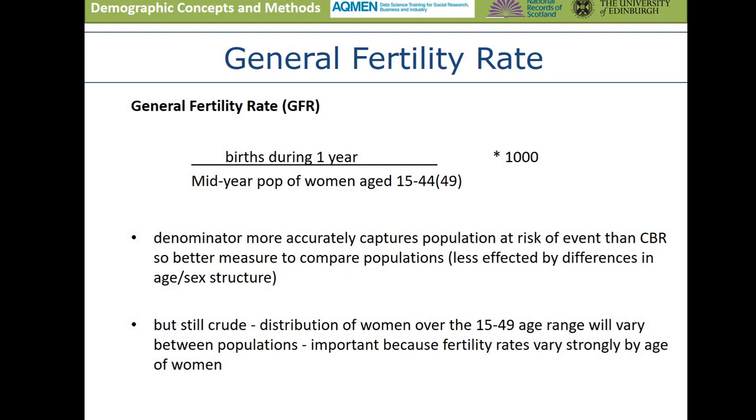But we still have a fairly crude measure here in that we know that the distribution of births to women over the 15 to 49 range varies strongly by age. So it's not the case that we have the same risk of giving birth across this age range. So it could be that the distribution of women across the childbearing ages could also affect the numbers of babies born in different places, separate to any differences in levels of fertility.